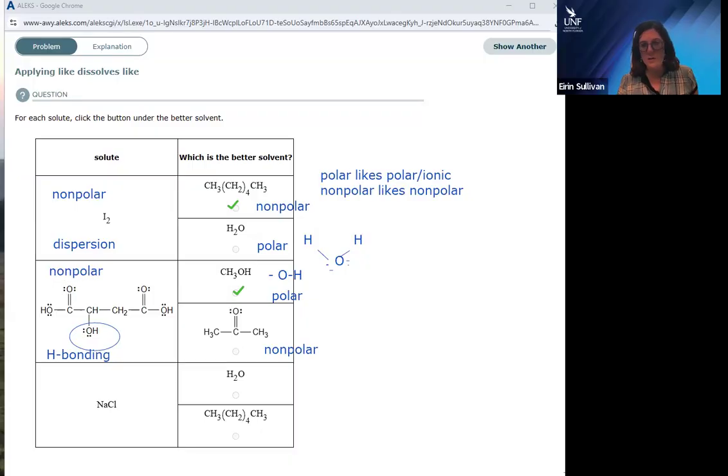Okay, so the last one, sodium chloride, that is an ionic compound. It's going to break up into the sodium ion and the chloride ion when dissolved in a polar solvent like water. So water would be the option here. That is polar. Yes, check, check, check. The water would be polar, would dissolve the ionic compound much better than something that is non-polar.